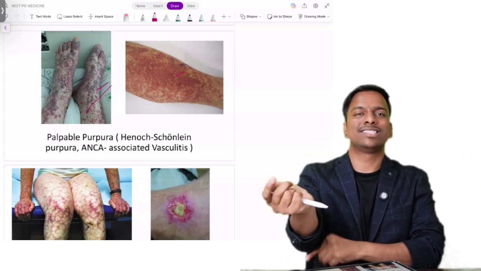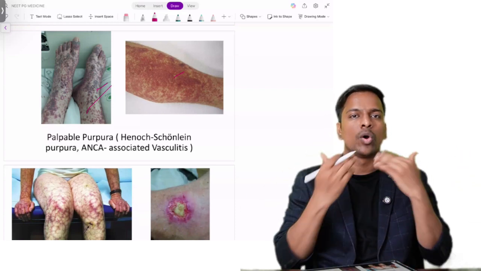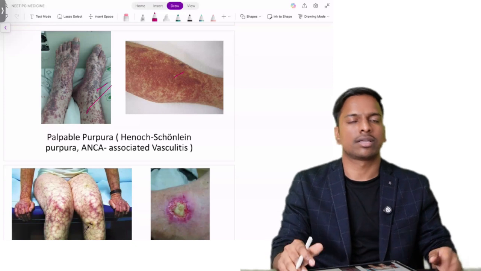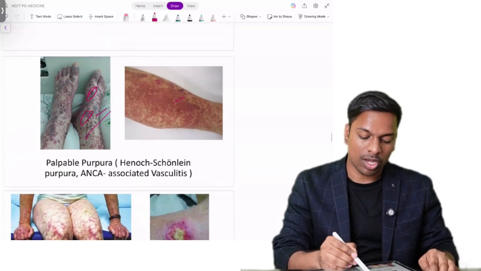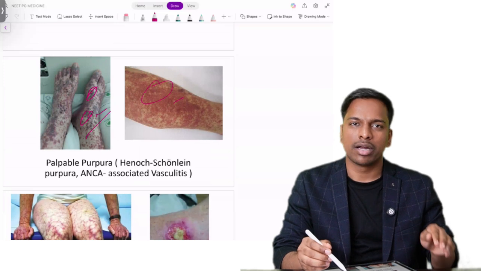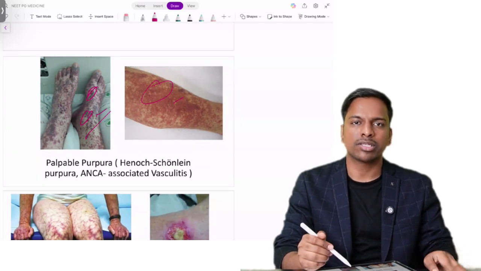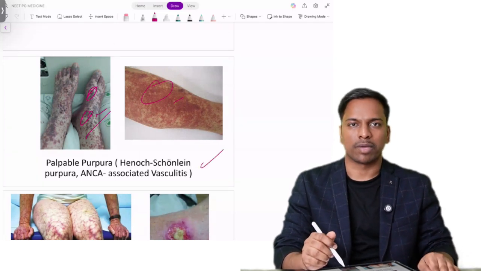But if you're talking about Behcet's, they can show oral and genital ulcers. That can also be there. Yes. So whenever you have this type of palpable purpura, and the history is of a kid whose renal function is disturbed a bit, then the diagnosis will become HSP.